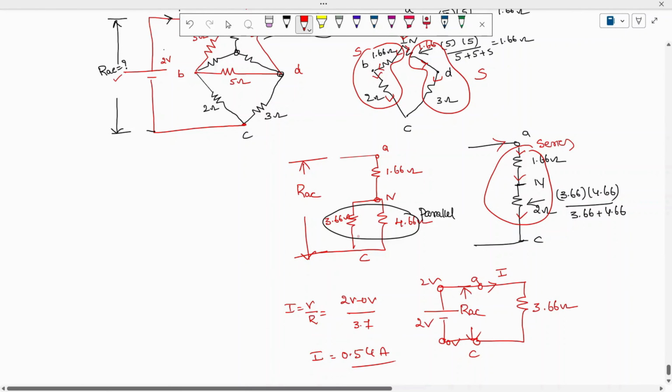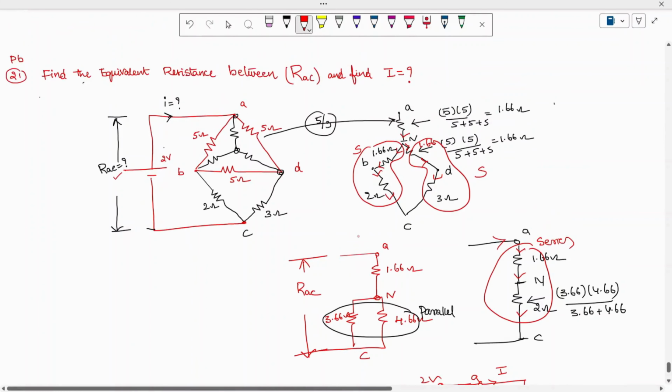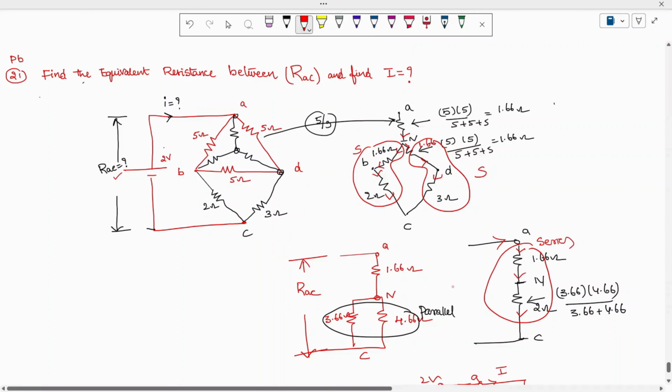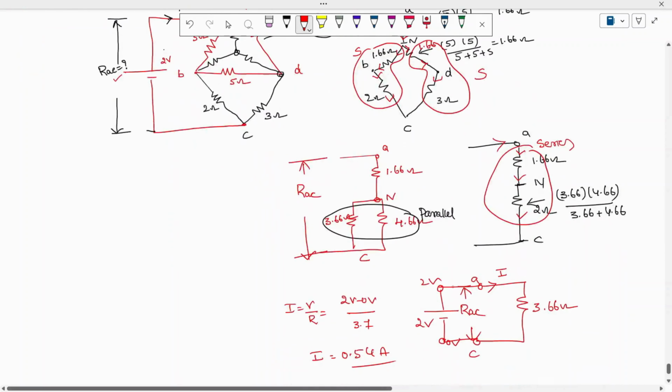It's simple to understand. There is no need to hamper your brain. Convert the given delta to a star. These two are in series, these two are in series, then you'll get two branches. Again, these two are in parallel, then you'll get one more resistor. When you get that one more resistor, automatically it is connected in series with this resistor, then you are going to get 0.54.